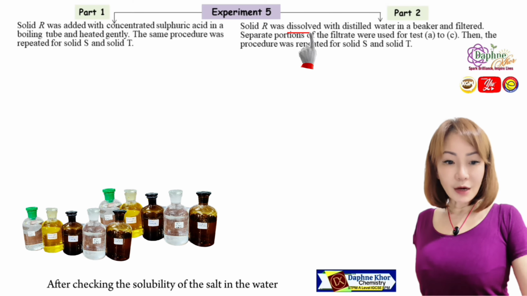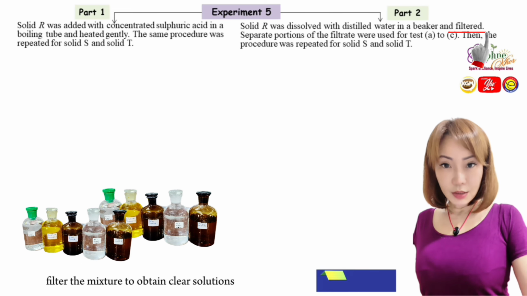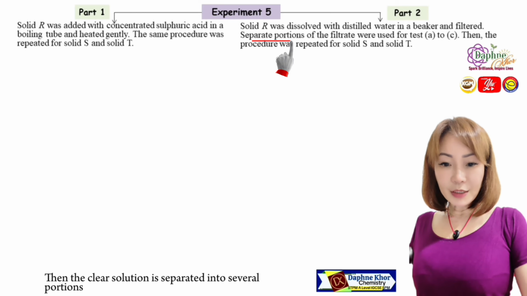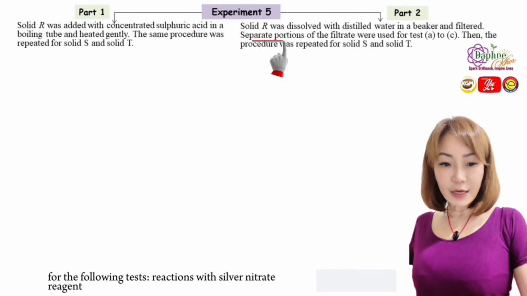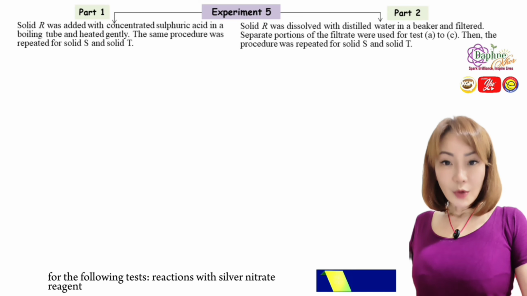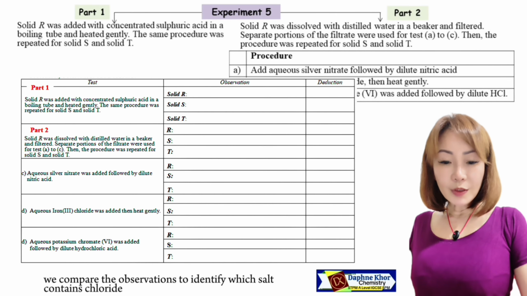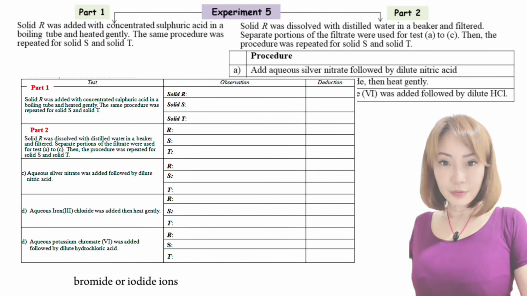After checking the solubility of the salt in the water, filter the mixture to obtain clear solutions. Then, the clear solution is separated into several portions for the following tests: reactions with silver nitrate reagent, reactions with iron(III) chloride and heat, reactions with acidified potassium chromate(VI). Finally, we compare the observations to identify which salt contains chloride, bromide, or iodide ions.